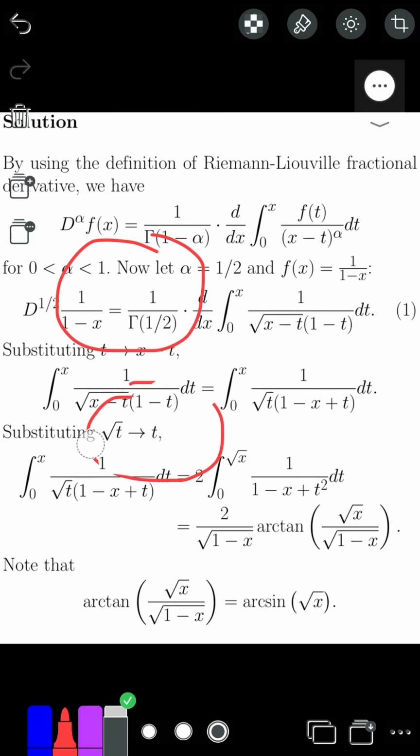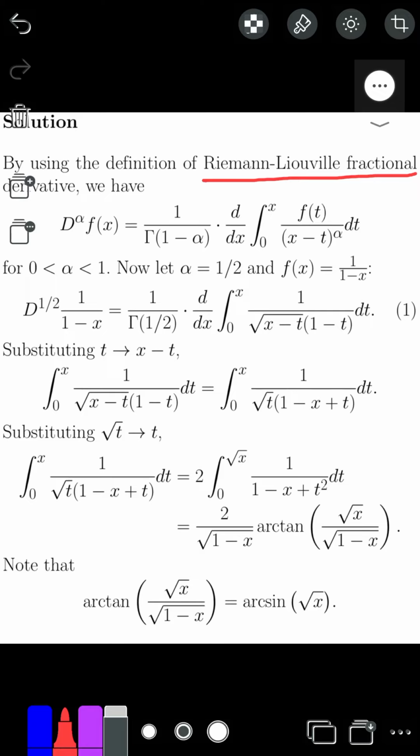Alright, I'm going to erase those marks. Here we're using what's called the Riemann-Liouville fractional derivative definition. I don't know if I'm pronouncing it right, but I guess it's Liouville. That sounds French. I don't know French. Anyway, this is the Riemann-Liouville fractional derivative definition for alpha between 0 and 1.